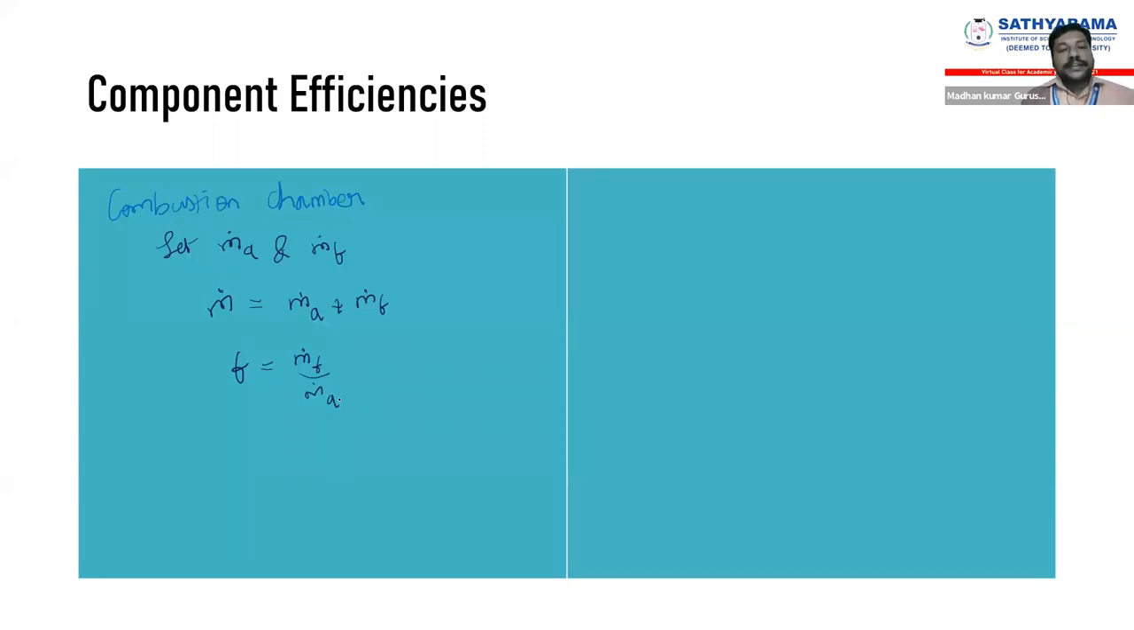Depending on the fuel air ratio, your thrust is going to improve, and you are going to attain the maximum thrust. This fuel air ratio is also helpful for deriving the combustion chamber efficiency. Since combustion takes place in the combustion chamber and burnt products come out, the efficiency is given by the notation eta B, the burning efficiency. So what is eta B equal to?